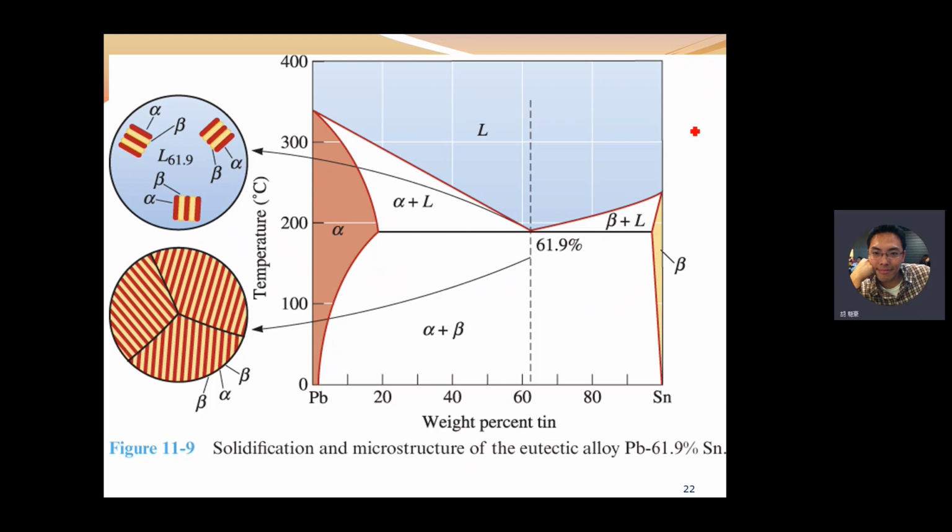And the microstructure of the eutectic reaction is completely the layer structure. Layer by layer, alpha and beta, alpha, beta, without the core structure.